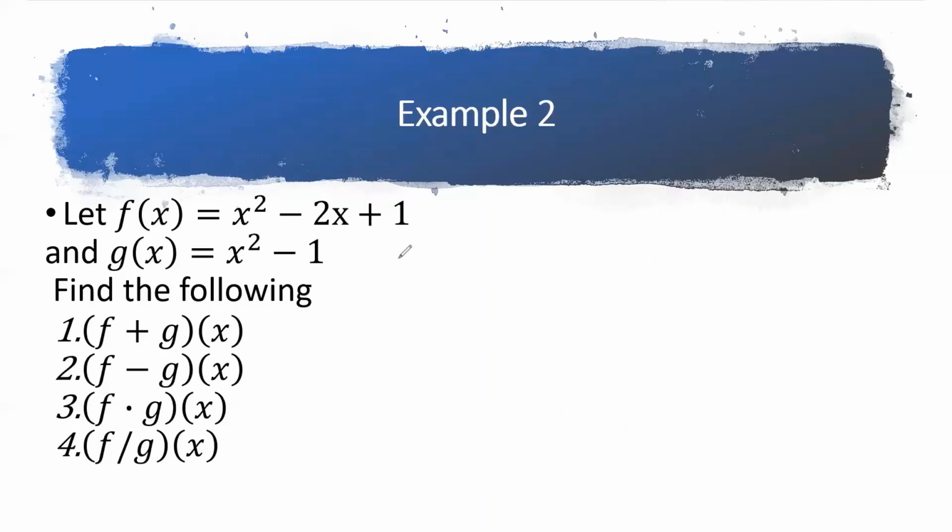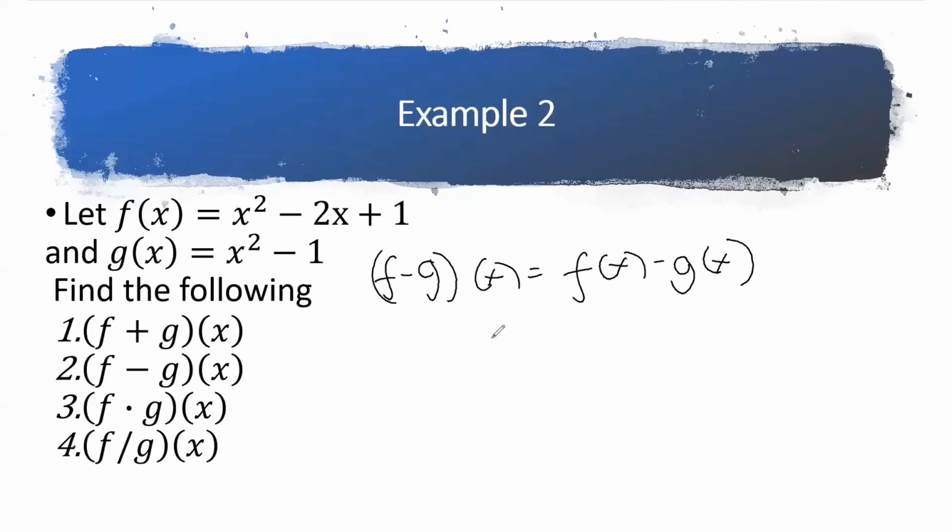Now, next is number 2. We have f minus g of x. So this is again f of x minus g of x. So f of x is equal to x squared minus 2x plus 1. Now this is minus, so we have g of x, x squared minus 1.